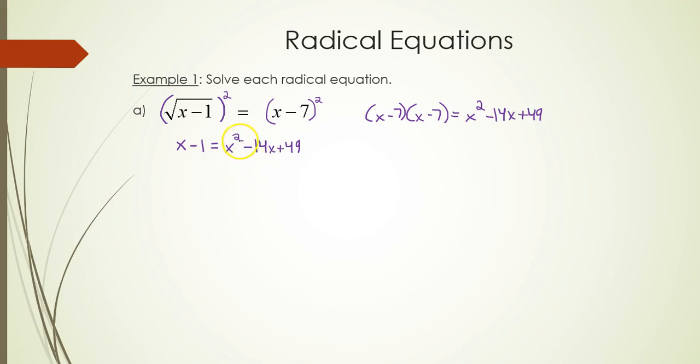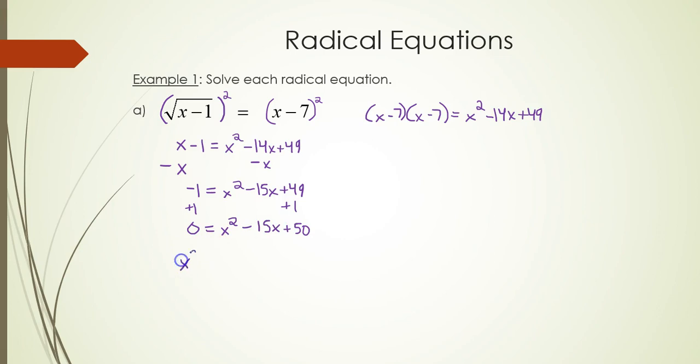It's a quadratic equation because the highest power on the variable is 2. So your goal here would be to set the equation equal to 0. Take away x from both sides. Then you would add 1 to both sides. 0 equals x squared minus 15x plus 50.